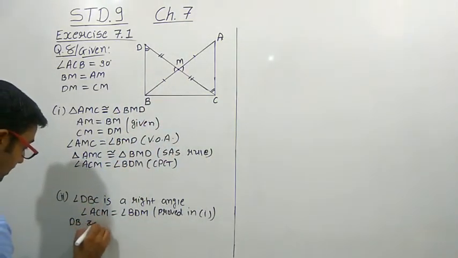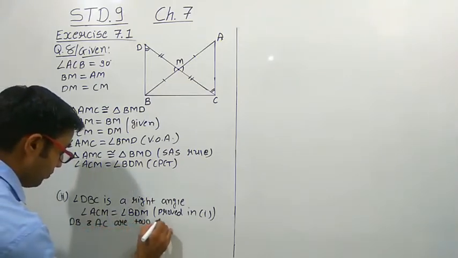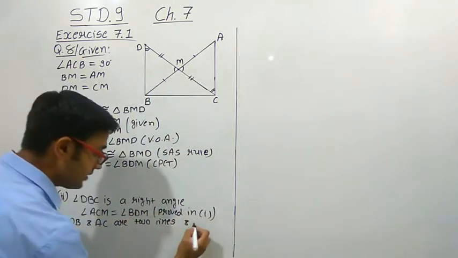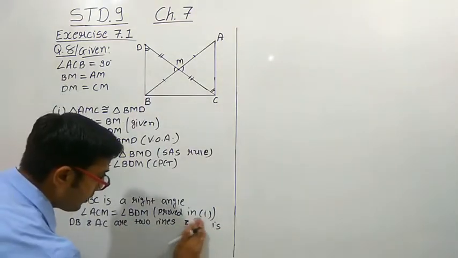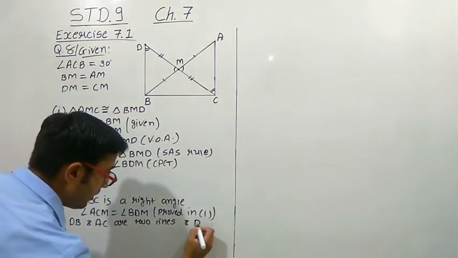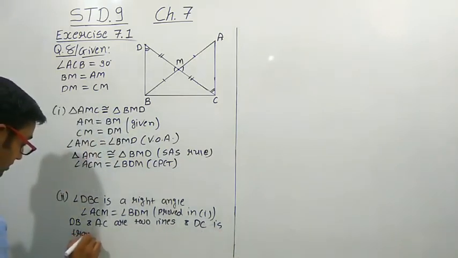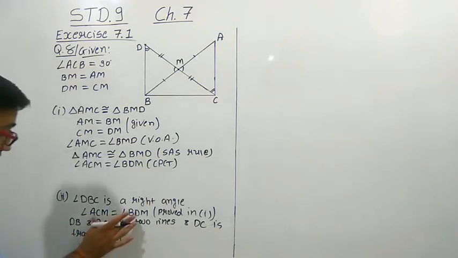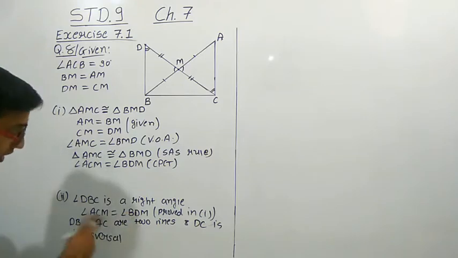DB and AC are two lines, and DC is transversal, and these two angles are making a pair of alternate interior angles and they are equal.